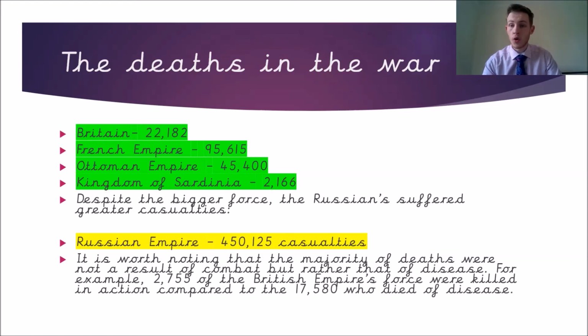2,755 of the British force had died in combat out of 22,182, but 17,580 of those soldiers died because of disease. They weren't dying because they were getting shot and dying in action. They were actually dying because they were getting infected with horrible diseases and they weren't strong enough to beat them. And unfortunately, there wasn't enough medicine, or there wasn't any medicine that would help cure some of these diseases, which means there was nothing that they could do.